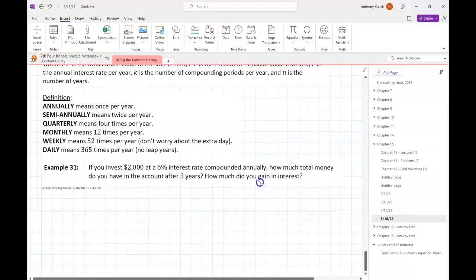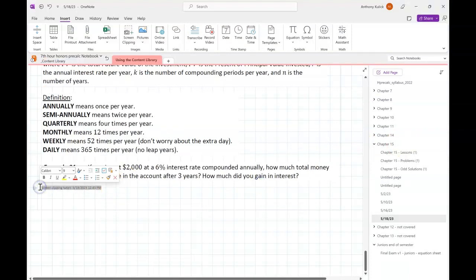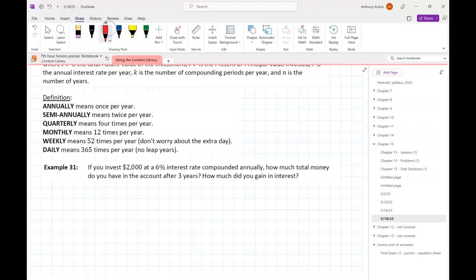All right, so let's take a look here. If you invest $2,000 at a 6% interest rate compounded annually, how much total money do you have in the account after 3 years? Notice that this is the exact same problem, except it says compounded annually. So we know immediately that we're going to be using the compound interest formula. So PV is still 2,000, R is still 6. What's the K going to be in this case?